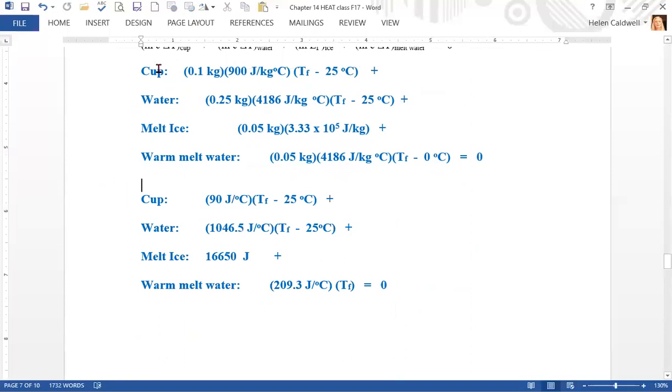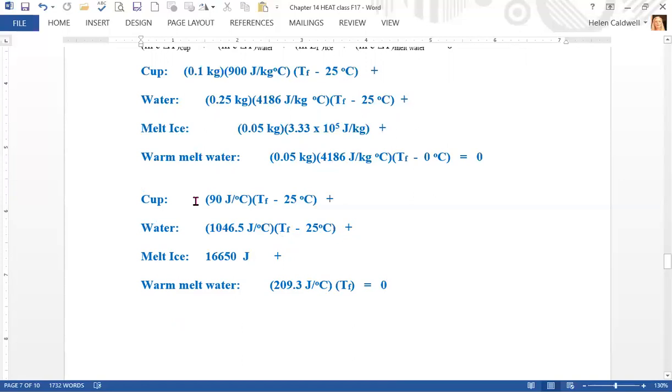So for the cup, we have 0.1 times 900, which will give us 90 joules per degree Celsius, times T final minus 25 degrees Celsius, plus, for the water, 0.25 times 4,186 gives you 1,046.5 joules per degree Celsius, multiplied by T final minus 25 degrees Celsius, plus the ice. Well, 0.05 times 3.33 times 10 to the 5th gives us 16,650 joules, plus 0.05 times 4,186 gives us 209.3 joules per degree Celsius, and T final minus 0 is just T final.